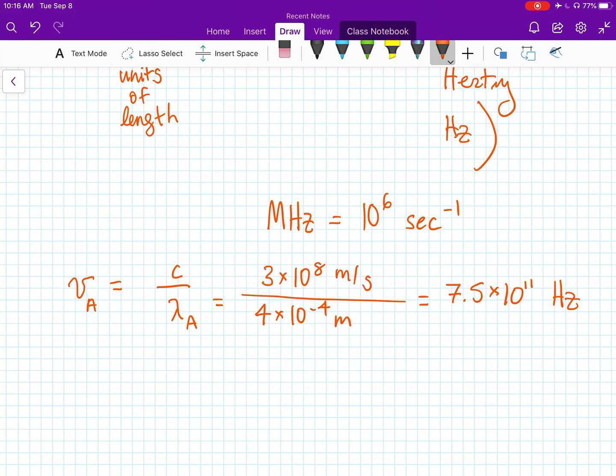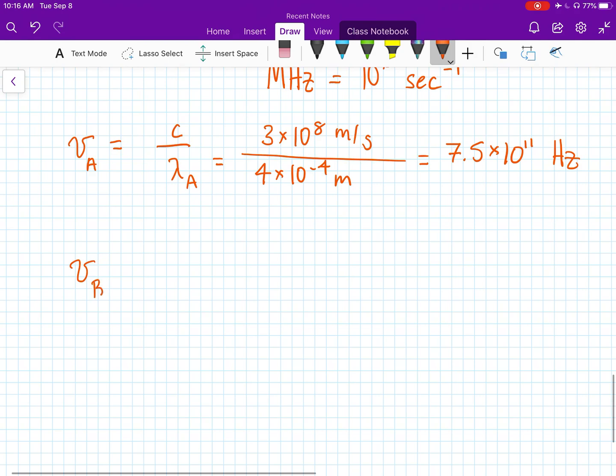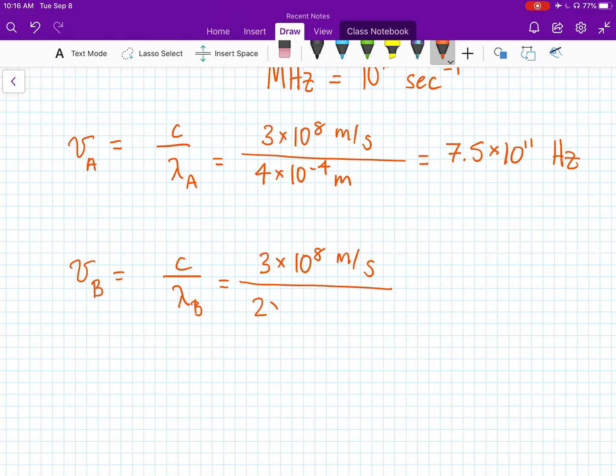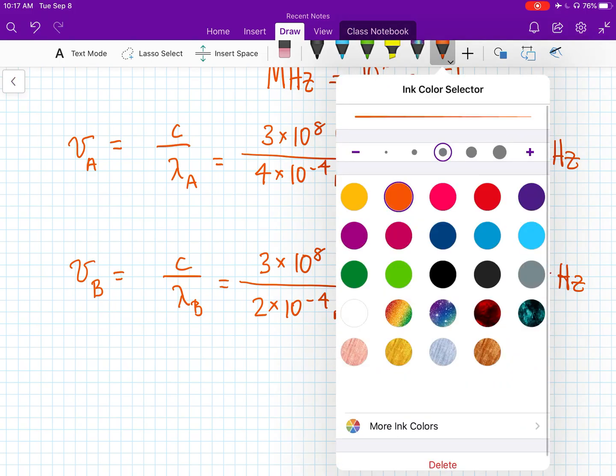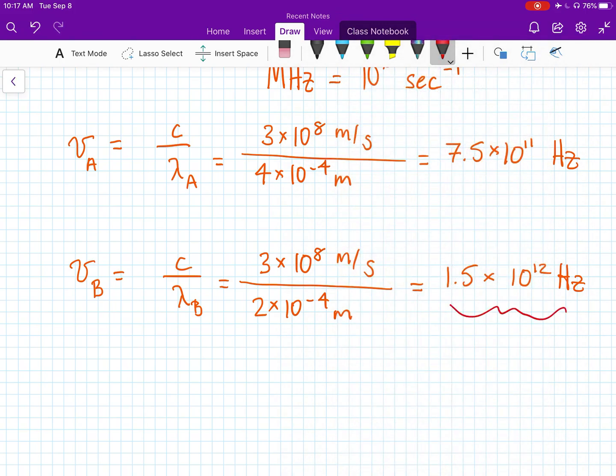The frequency of wave B we can calculate in the exact same way, just using the wavelength that we calculated for wave B. So that's 3 times 10 to the 8th meters per second divided by 2 times 10 to the minus 4 meters. That was the wavelength that we calculated for wave B. So that comes out to be 1.5 times 10 to the 12 hertz. So which wave has a higher frequency? Indeed, we see that wave B, as we predicted, has the higher frequency of these two waves. So wavelength and frequency are inversely correlated.